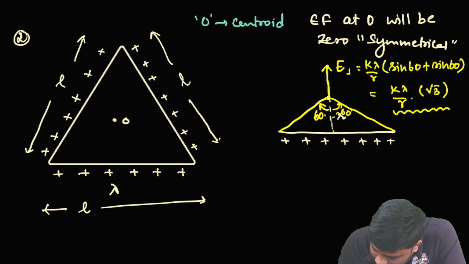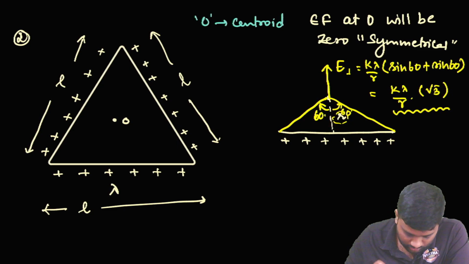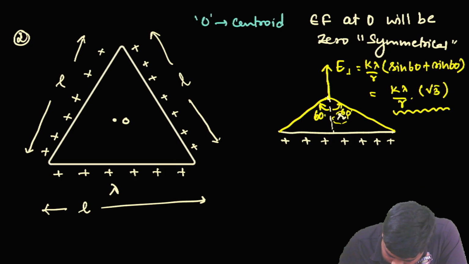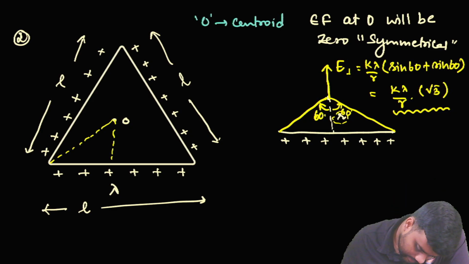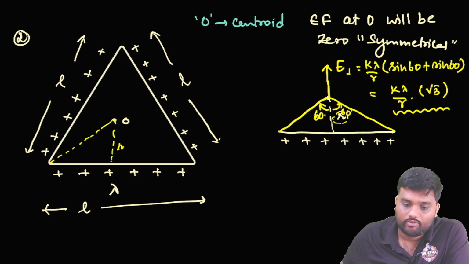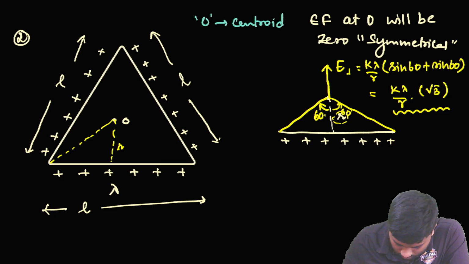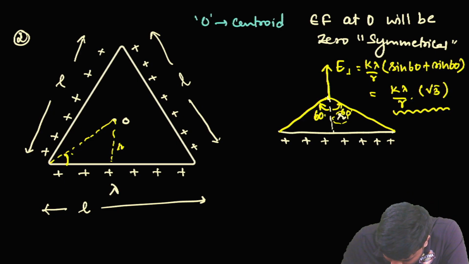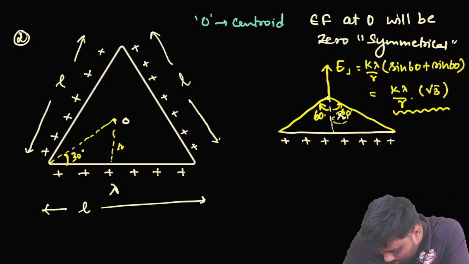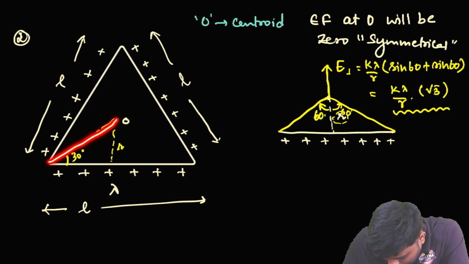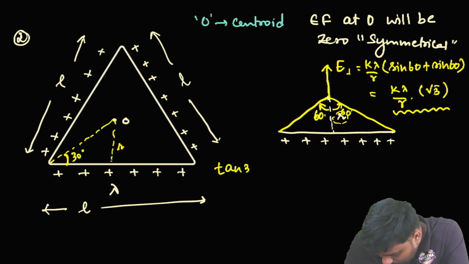What is this distance R? What is the value of this R now? If you want to find the value of R, from one of the vertices I am joining the line to the centroid. This is the perpendicular distance from one of the wires, that is R. Now this angle is going to be 30 degree. So now, if you consider this one of your triangles, tan 30 is equal to what?